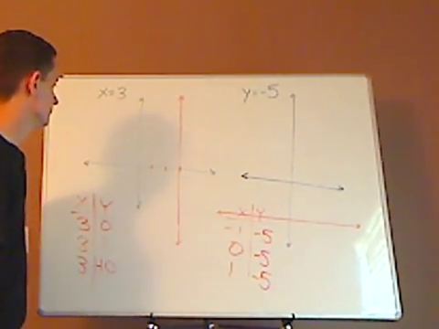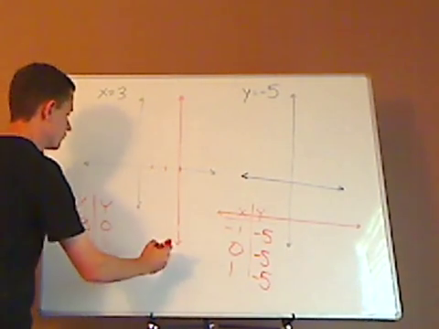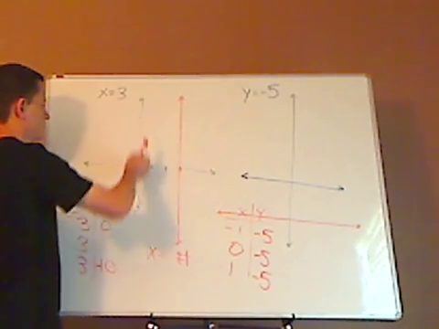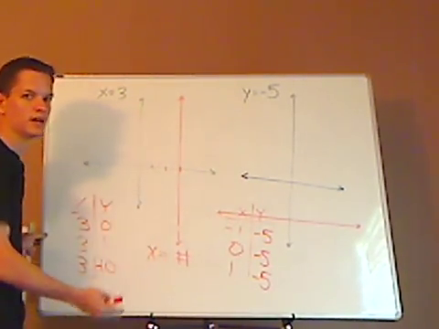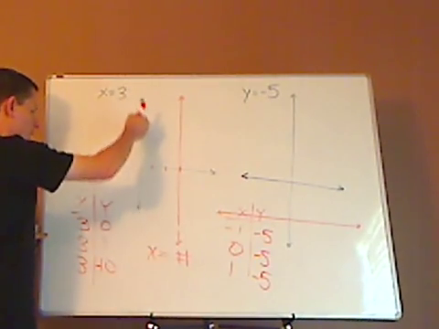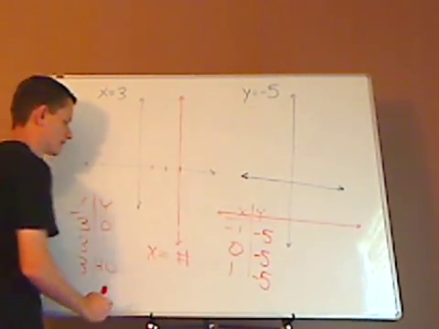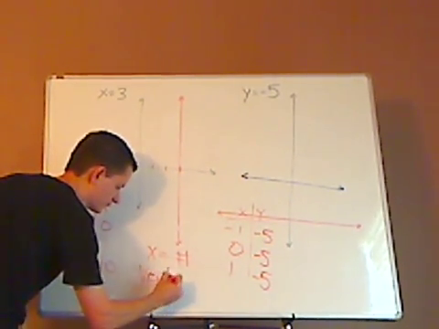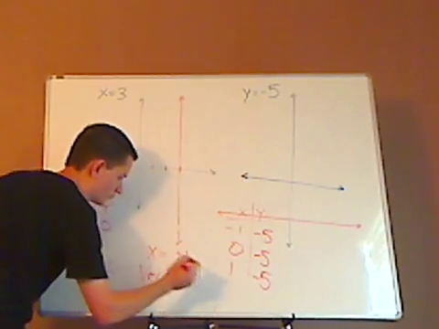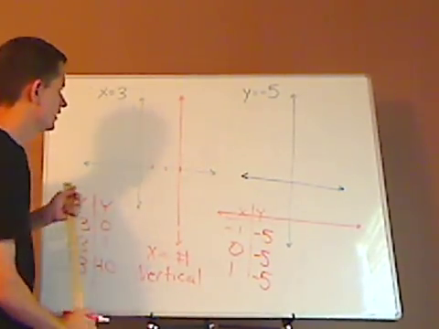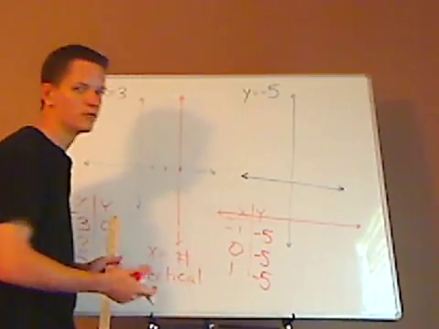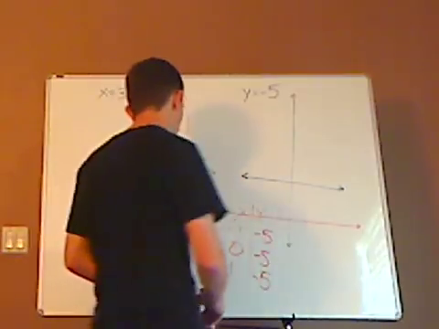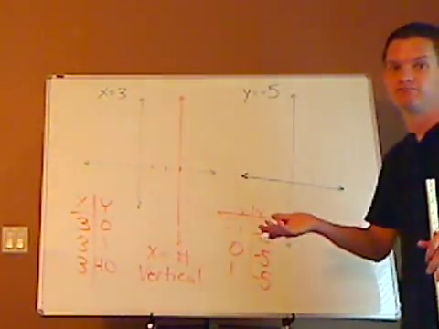Now let's draw some general statements. When it's x equals some number, it's always going to be parallel to the y-axis, unless it's x equals 0, because then it will fall directly on the y-axis. And so that would be a vertical line. Here the slope would be no slope, or you would say undefined. Or you can even say infinity, but we don't use that.